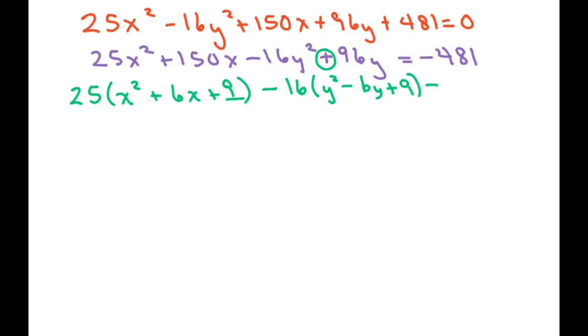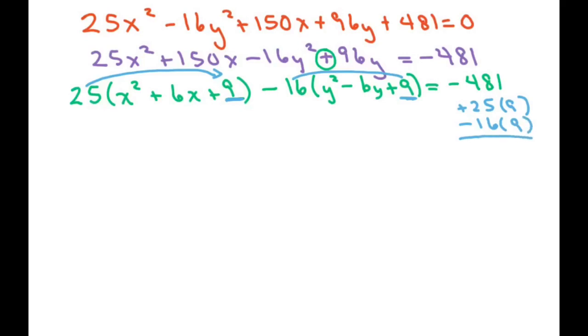All right, then we write our negative 481, but we added this 9, which is really 25 times 9. So it's 25 times 9. And we have a 9 here we added, but we have a negative 16 times 9. So it's minus 16 times 9. When you add all this up, you get negative 400.